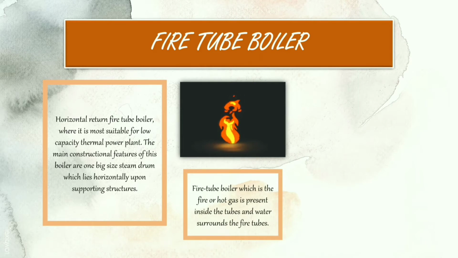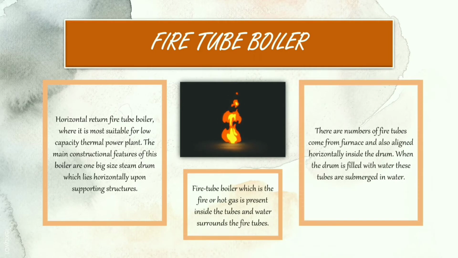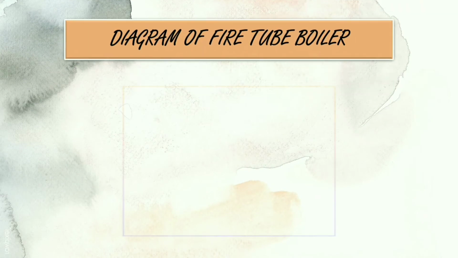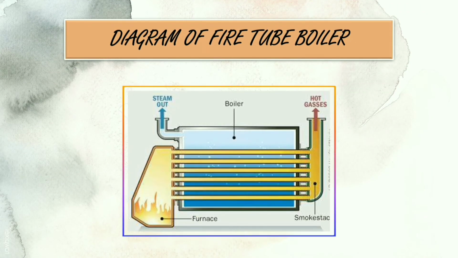The main construction feature of this boiler is one big size steam drum which lies horizontally over a supporting structure. There are a number of fire tubes coming from the furnace and also aligned horizontally inside the drum. When the drum is filled with water, these tubes are submerged in water. Diagram of fire tube boiler.